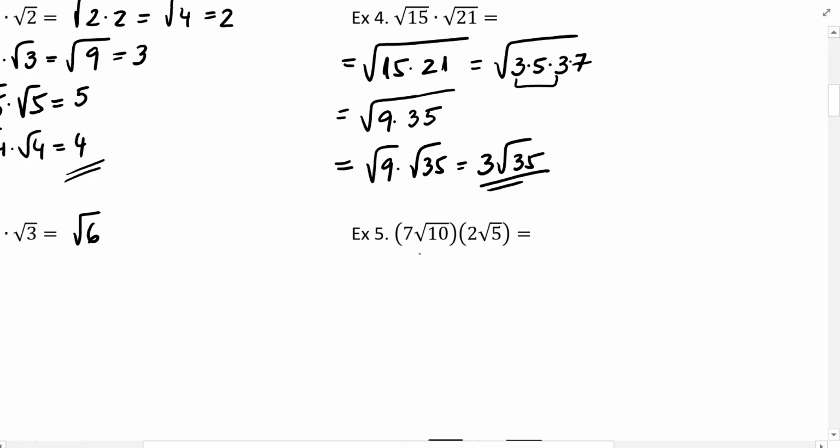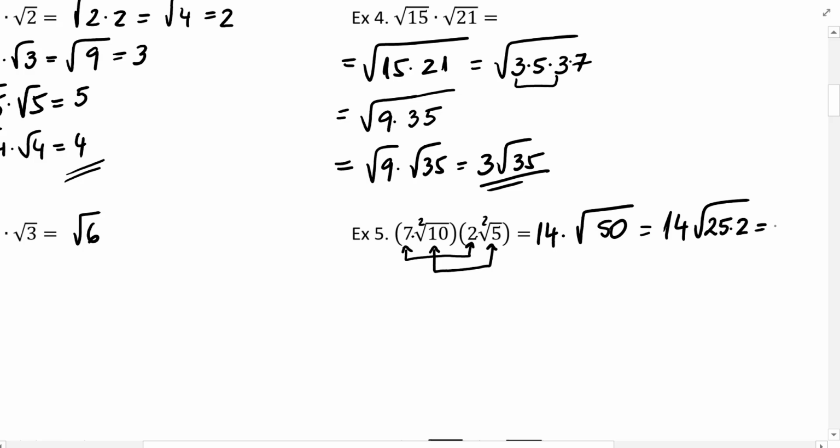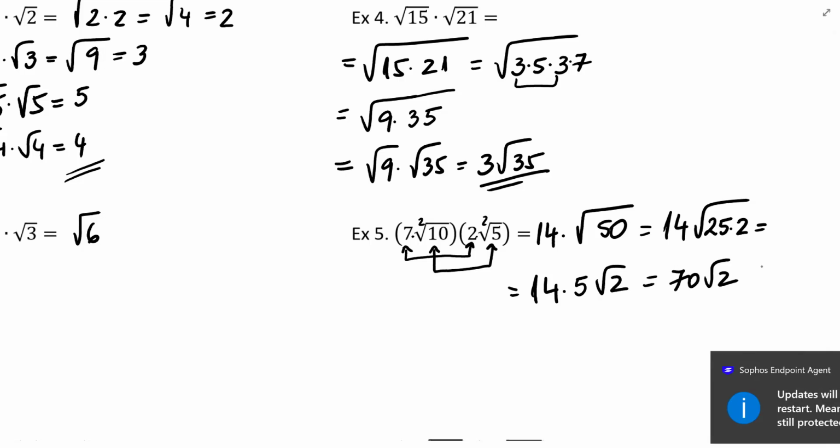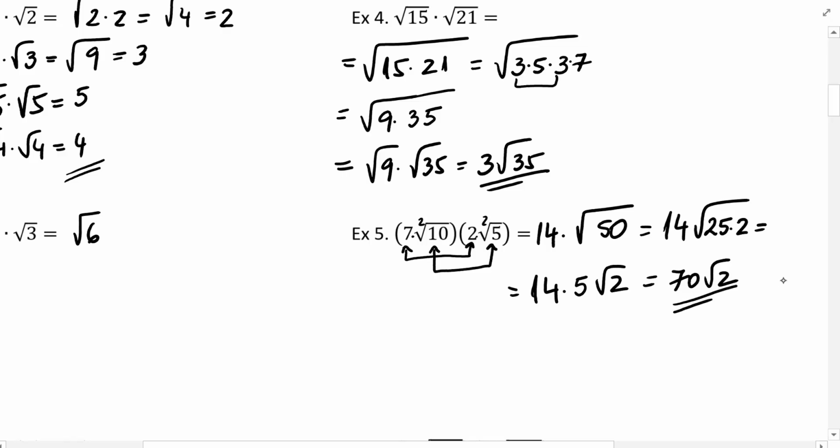Example 5, we have 7 square root of 10 times 2 square root of 5. There is multiplication between all the terms. So we will multiply 7 times 2 together, 14. So the number is outside the radical. And the numbers inside the radical together, because we have the same index, right? It's 2 on both of them. So it's going to be 10 times 5, which is 50. Now, 50 can be written as 5 times 10, or 25 times 2. I'm going to choose 25 times 2 because we can write it as a perfect square. So square root of 25 is 5, and square root of 2 stays under the root. So this gives us 70 square root of 2, simplified. Simplest form.